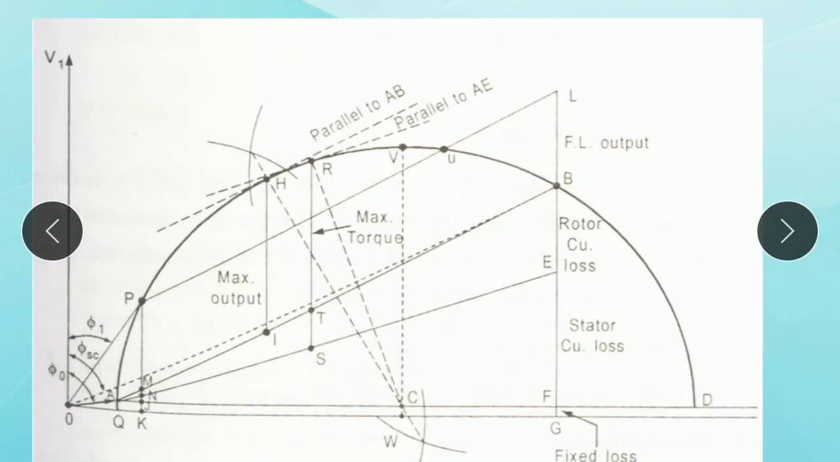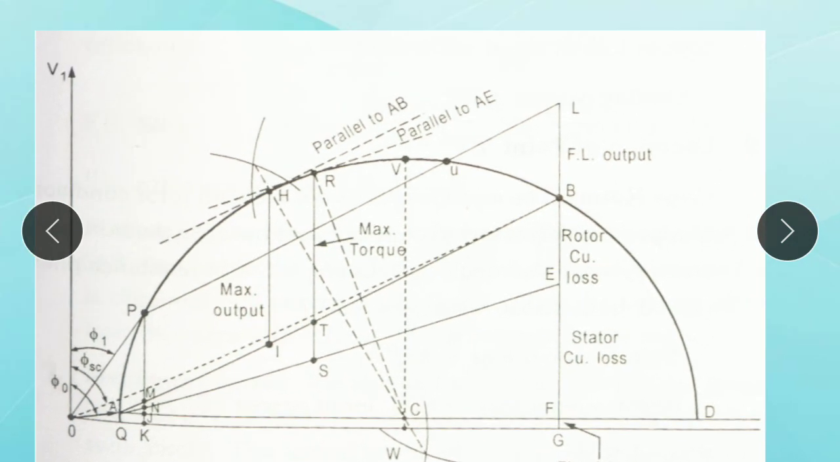Here this is the maximum output, and here this is the maximum torque. This one is the torque line, and another one is our power output line.